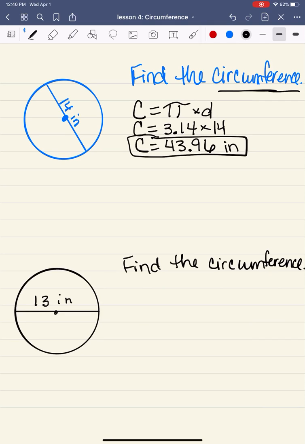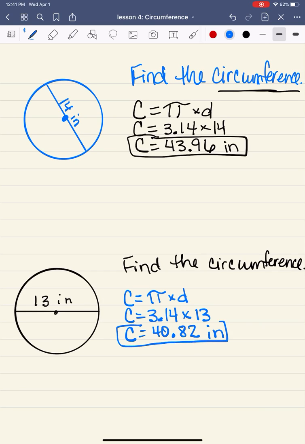Okay, let's do one more. Again, we're finding the circumference. I'm going to use that same formula. C is equal to pi times diameter. For pi, we'll still use 3.14, and the diameter is 13. Go ahead and punch that into your calculator. Again, we're not going to round anything. And go ahead and put your label, which in this case is inches.